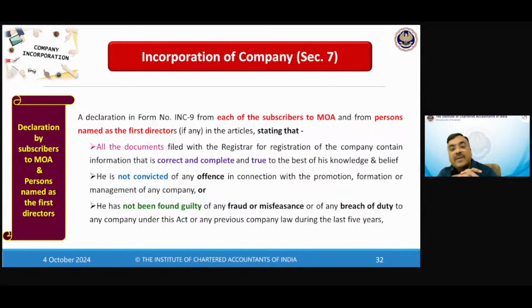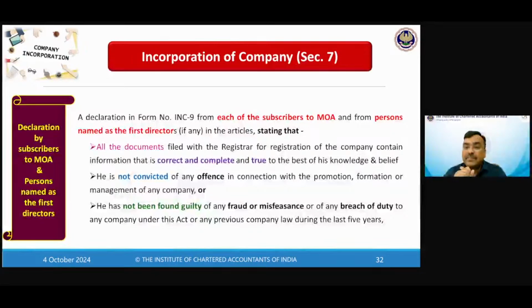पिछले 5 सालों में आप कोई आपका कोई कन्विक्शन नहीं हुए हो, आपने कोई ऑफेंस नहीं किया हो कंपनी के प्रमोशन और फॉर्मेशन रिगार्डिंग, और जो इंफॉर्मेशन आप दे रहे हो that all are correct and complete and true as per your knowledge and belief, right.